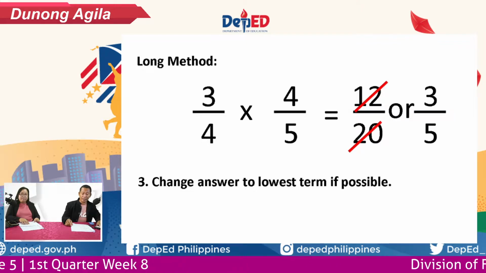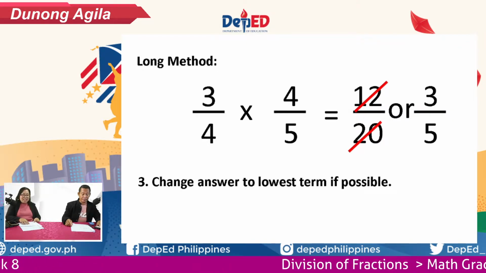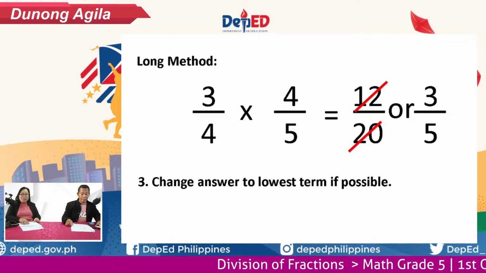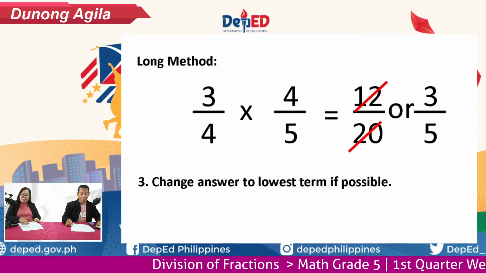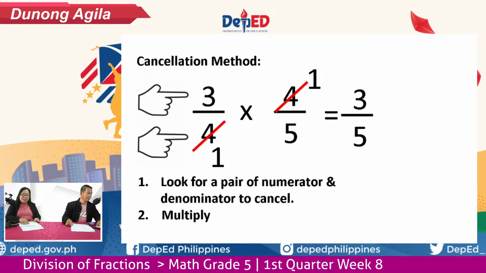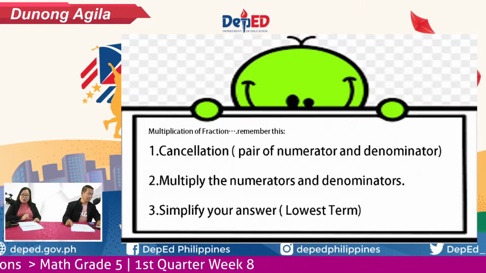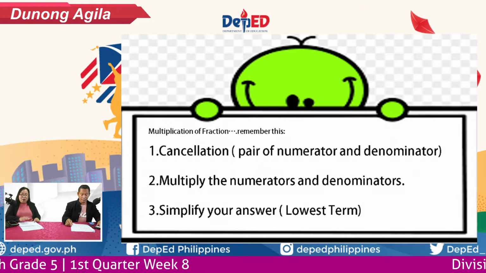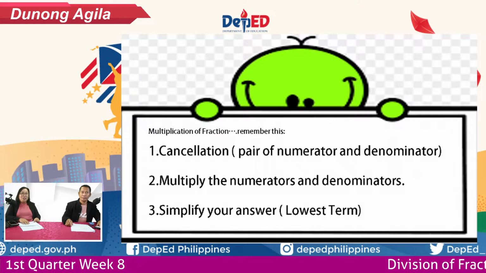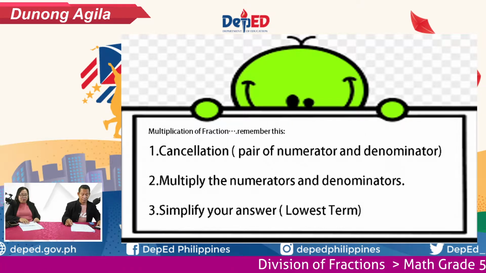Is our product 3/5 already in the lowest term, Ma'am Joy? Yes, Sir Rod. That's the advantage of using the cross-cancellation method. The answer is already in its lowest form. Therefore, accept it as is, unless your answer is improper. Because if it is improper, you're going to change it to a mixed number.